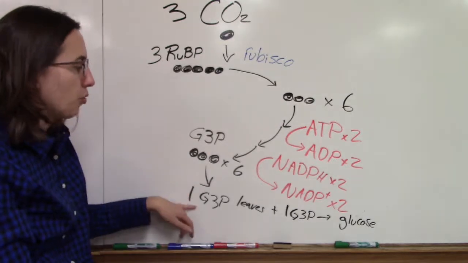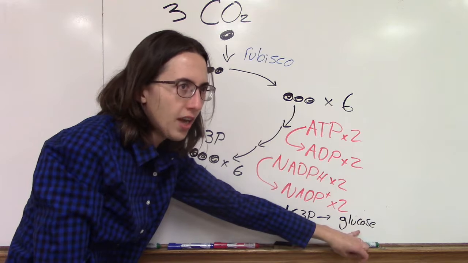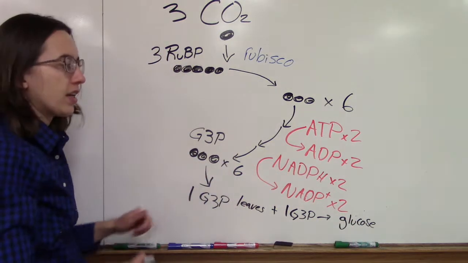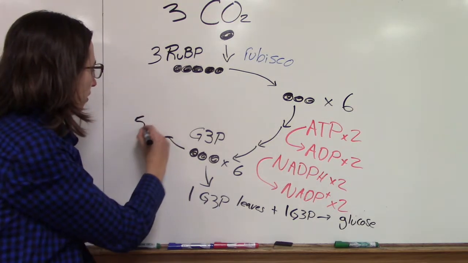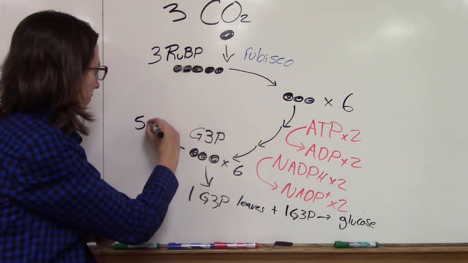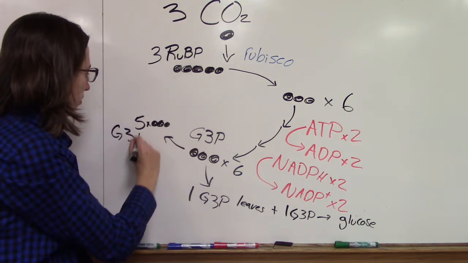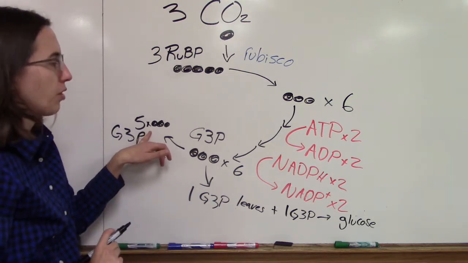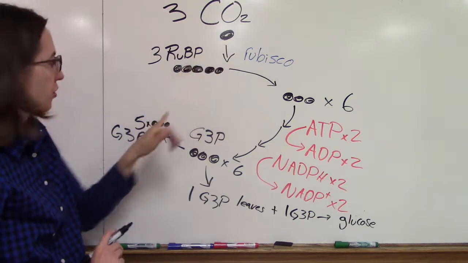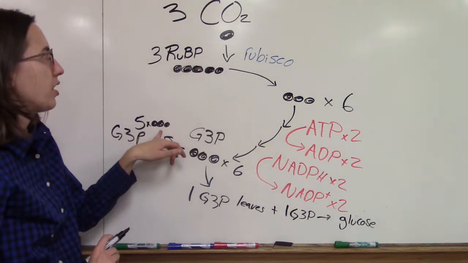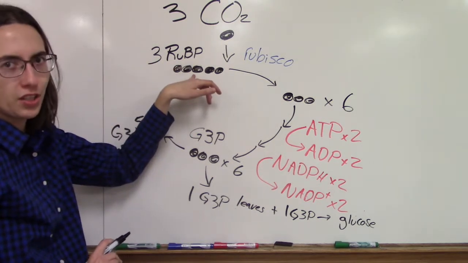Every 3 turns, 1 G3P leaves. It joins together with another G3P, and you get glucose out of it. This leaves 5 remaining G3Ps. So these 5 G3Ps, we're going to regenerate our RUBPs from them. So this is 5 times 3 is 15 carbons, and RUBP is 3 times 5, or 15 carbons.